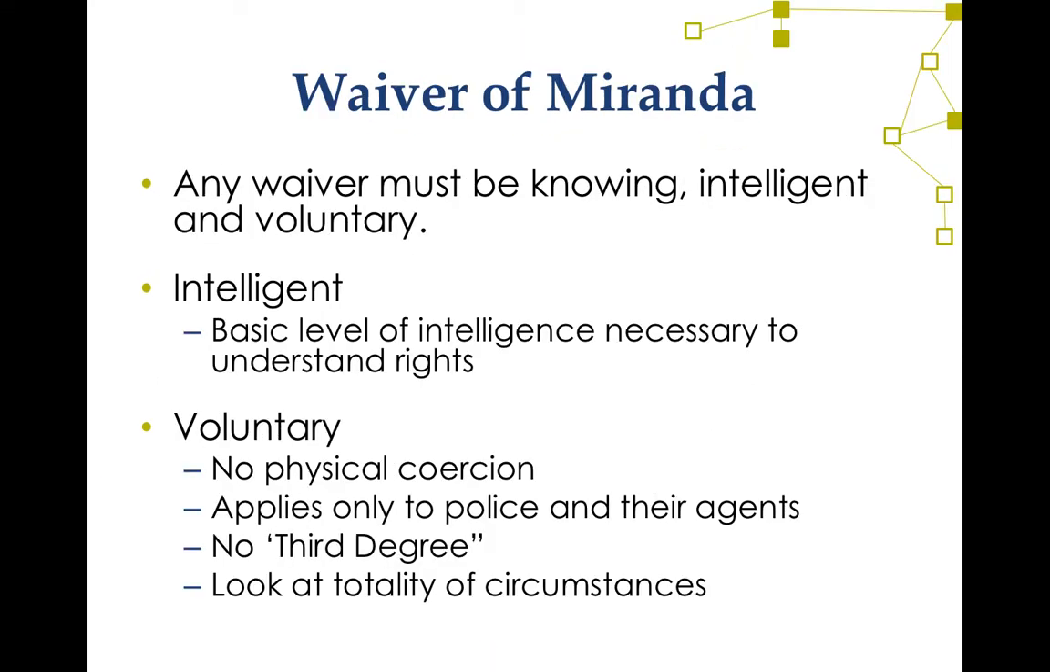Any waiver of your Miranda rights has to be knowing, intelligent, and voluntary. Intelligent means you have the basic level of intelligence necessary to understand your rights. Voluntary means you haven't been physically coerced, no third degree, and they're going to look at the totality of the circumstances in determining if it's voluntary. Remember, though, this only applies to the police and their agents.